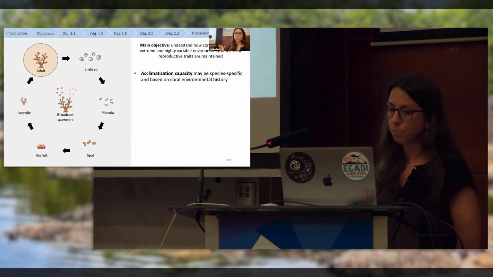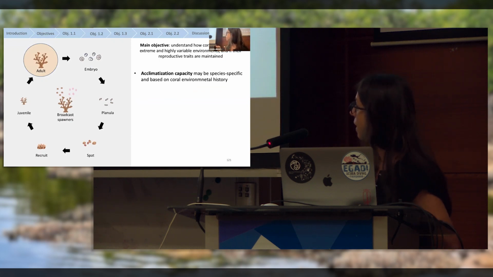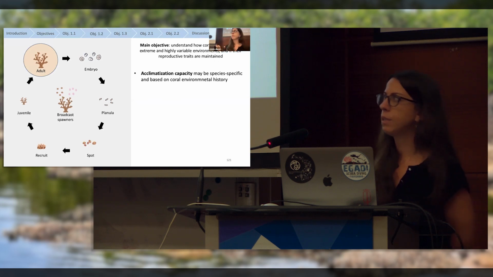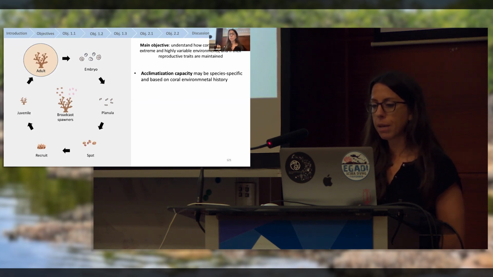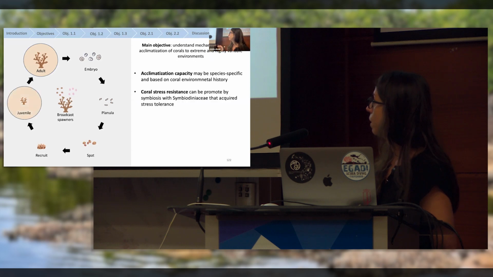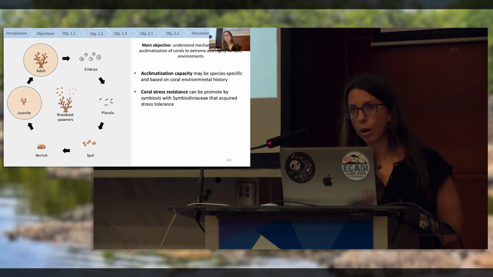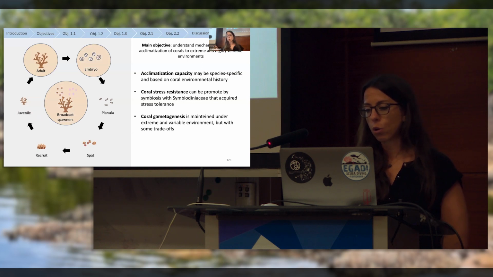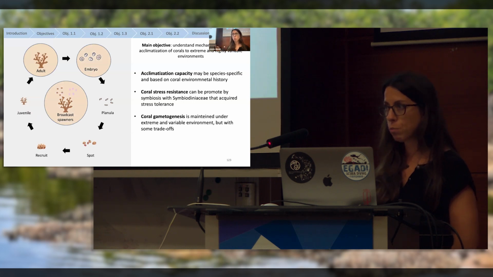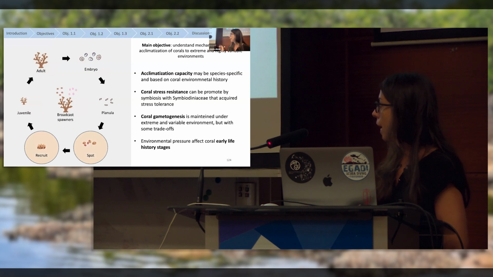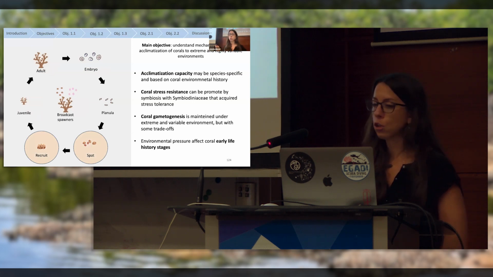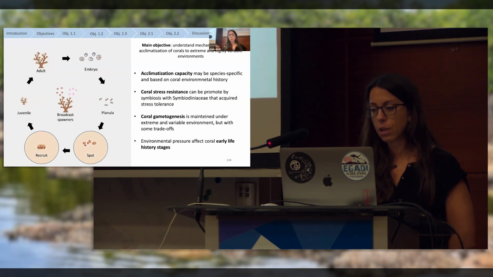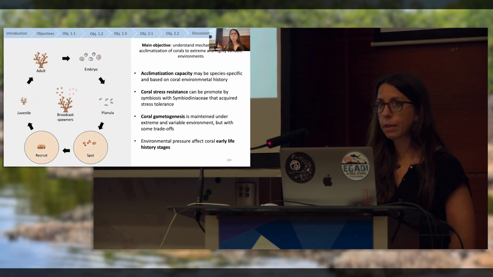So to conclude, with my thesis, I understood that acclimatization capacity can be species-specific and based on coral environmental history. I also understood that coral stress resistance can be promoted by symbiosis with Symbiodiniaceae that have acquired stress tolerance. Coral gametogenesis in extreme environments is possible, but there are some trade-offs. And environmental pressure can reduce early life history stages, possibly creating a bottleneck at the population level.